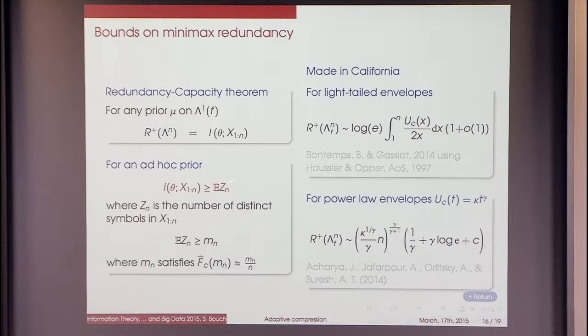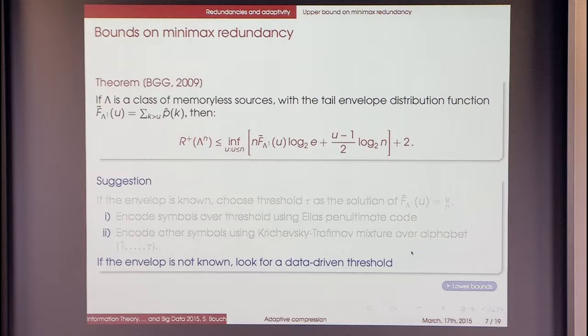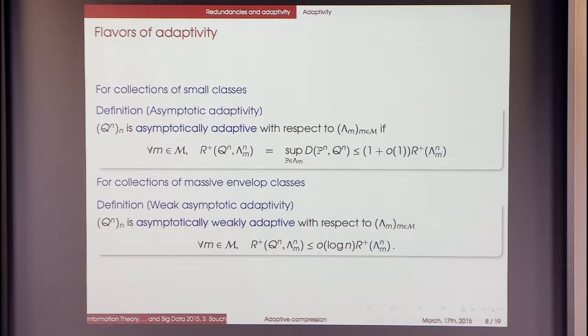Okay, so what are we doing with this? I have to go back. Well, actually, we don't know what the envelope is, and we don't want to assume too much about it. We just want to put size constraints and shape constraints on the envelopes, so we get two flavors of adaptivity.